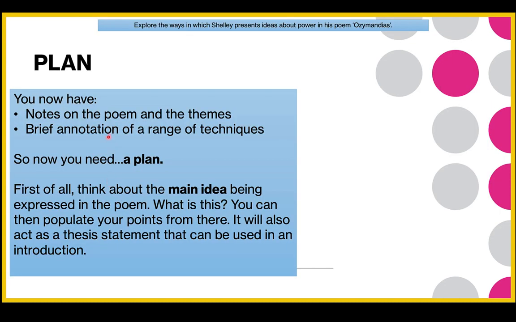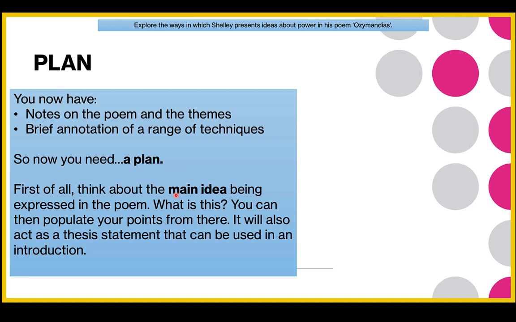So what you do have is your notes on the poem, you've got the themes, you've got brief annotation of a range of techniques. So before you get to your plan, think about the main idea being expressed in the poem with regards to the question. So just go back to the question. It's about power. So you're being asked to think about how power is presented. So we'll just bring that back before we start to make a plan. So what is the main idea with regards to power that Shelley is trying to express in this poem? Once you've got that main idea or that big idea, then you can start to populate your different points from there, your different sections of your essay.